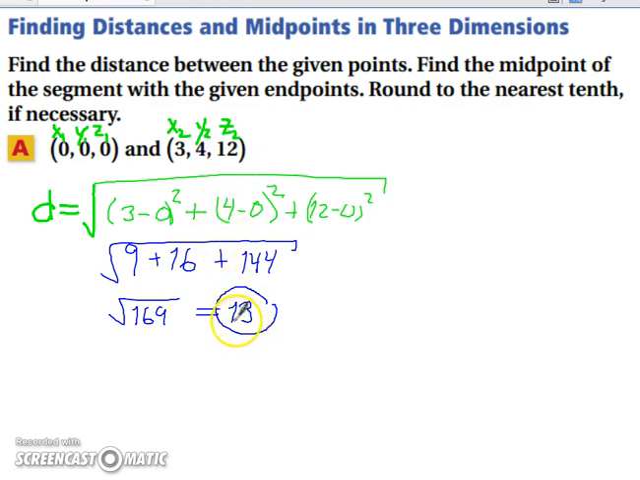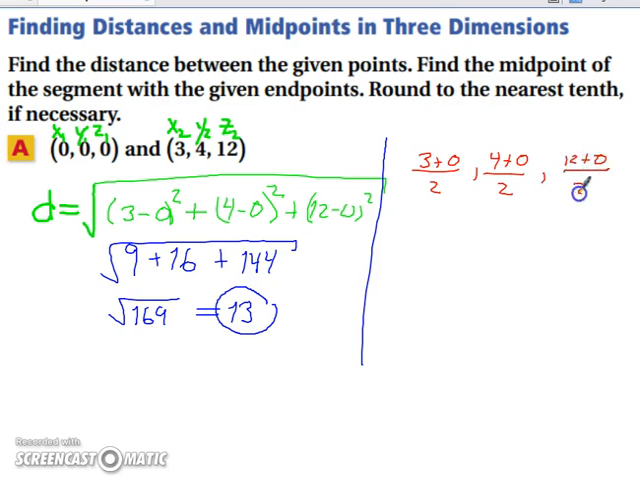Alright, well, we also have to find the midpoint. So our midpoint stated that we should find the average of our x's, the average of our y's, and the average of our z's. So we'll have 3 plus 0 divided by 2, 4 plus 0 divided by 2, and 12 plus 0 divided by 2. And that will give us our middle coordinate.